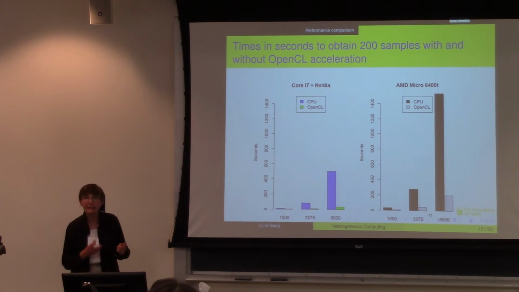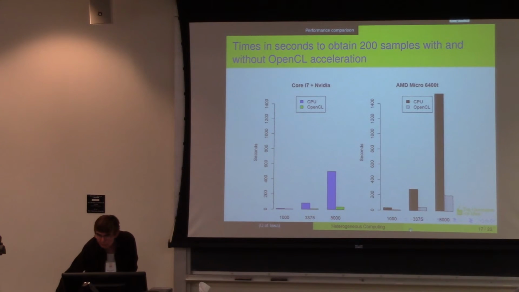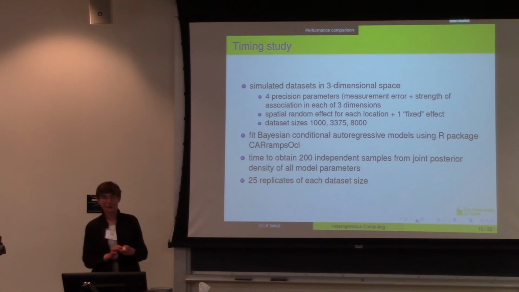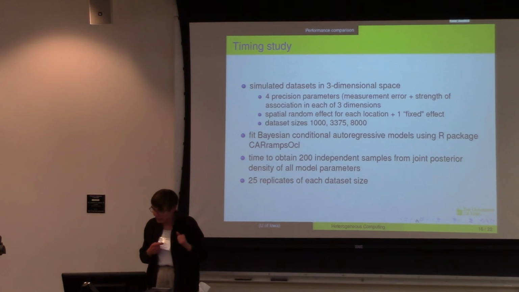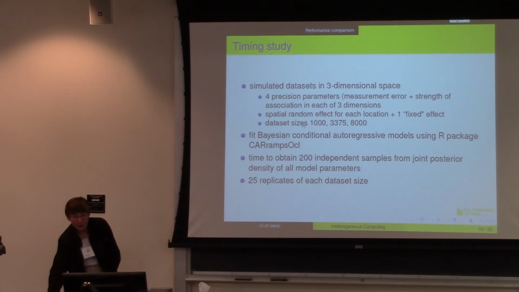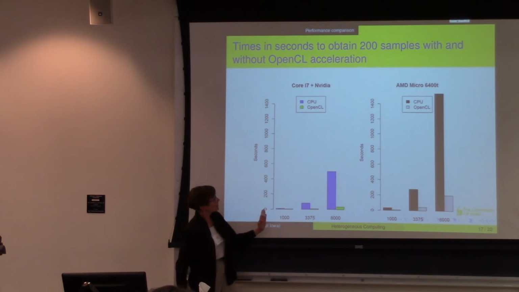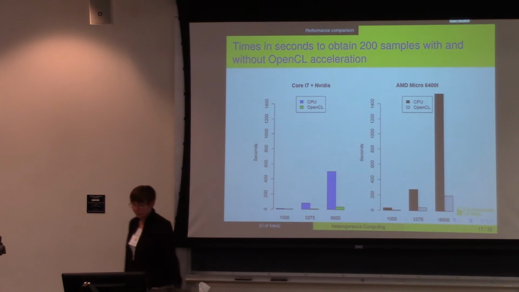These are for data sets, I should say, that are three-dimensional. The data sets are of size 10 by 10 by 10, or 15 by 15 by 15, or 20 by 20 by 20. And I'm showing you times to obtain 200 independent samples. The panel over here is on the lab machine. The panel over there is my little computer.